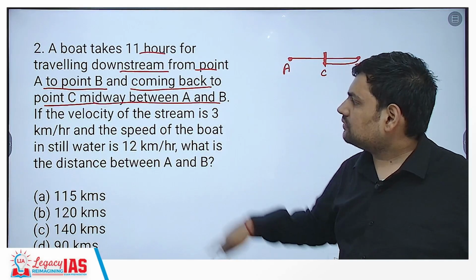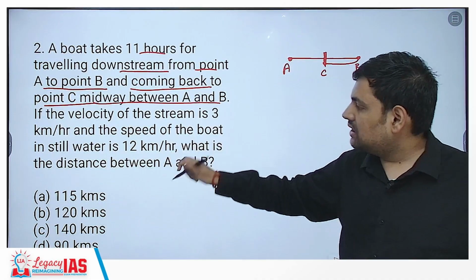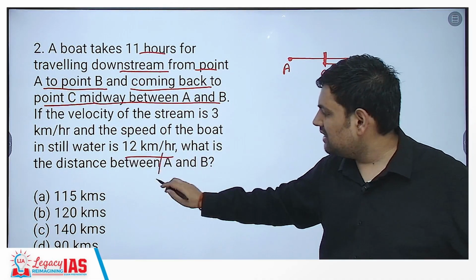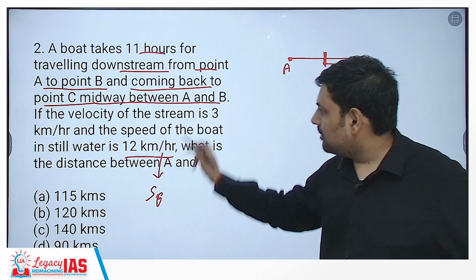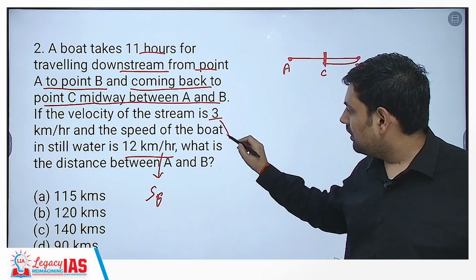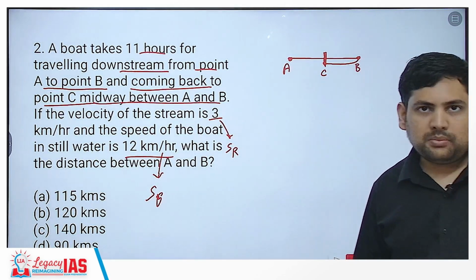Now, if the velocity of the stream is 3 km per hour and the speed of the boat in still water is 12 km per hour, that is, this is speed of boat, and this 3 km per hour is the speed of stream, that is speed of river. Now, what is the distance between A and B? So distance I have to calculate.